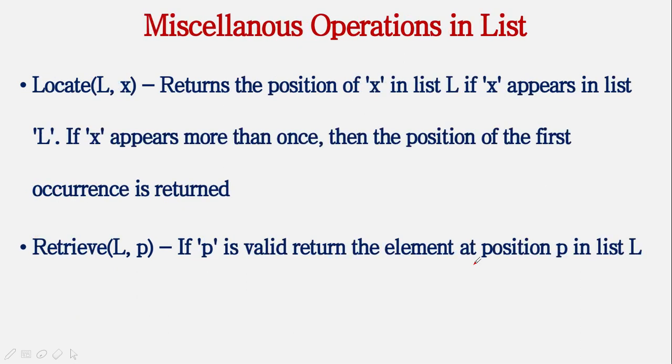And there are a few more operations that can be defined for a list. First one is locate. Locate is basically going to do a search operation only. So it is going to search in the list and return the position of the element x if x is present in the list. And if x appears more than once, then you will return the first occurrence. That's how this locate function is defined. So the parameters that have to be passed for this function: the function has to know about the list in which the search operation has to be performed, and then the element that has to be searched.